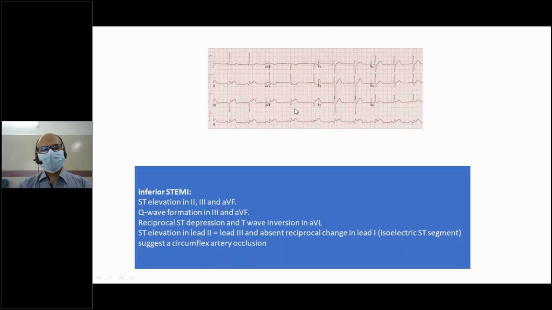This is another example of ST elevation inferior myocardial infarction. In leads 2, 3, aVF, you will search these leads. There are reciprocal changes, and there is ST segment elevation, pathological Q waves, loss of R wave height. So all are present within these leads.